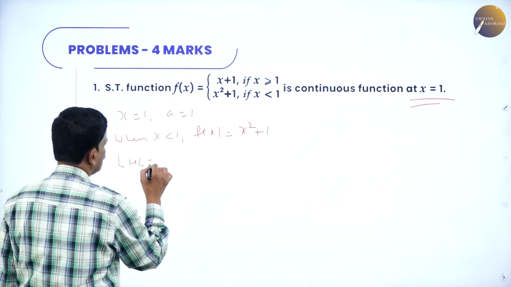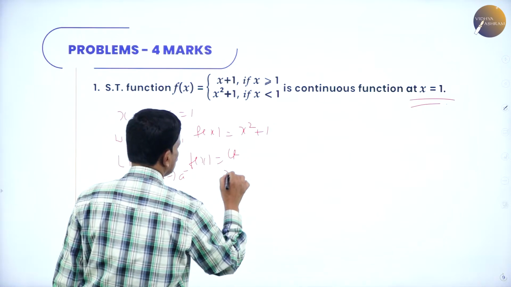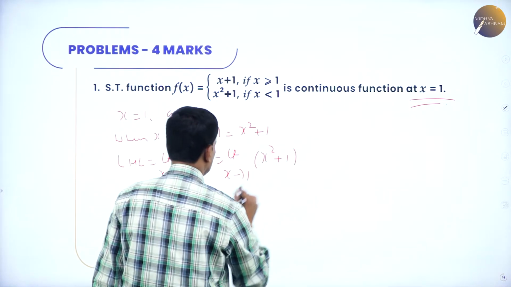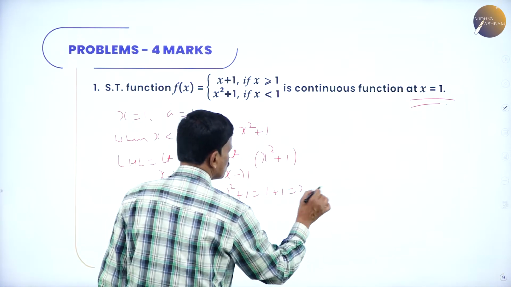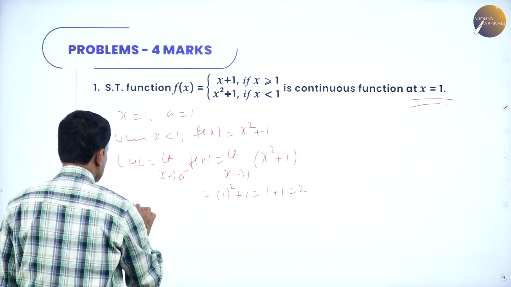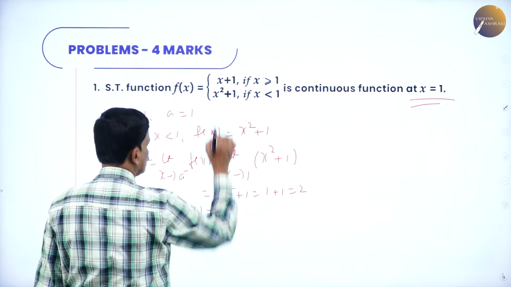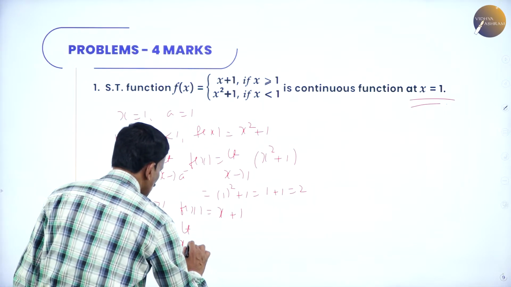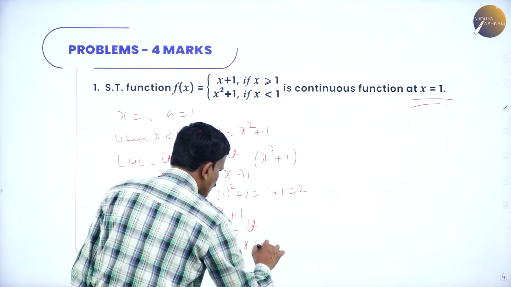So we will get left hand limit is equal to limit x tends to a minus of f of x. That is limit x tends to 1 of f of x, which is x square plus 1. Now put the value of x is equal to 1: 1 square plus 1, that is 1 plus 1, is equal to 2. When x is less than 1, f of x is equal to 2. When x is greater than 1, what is f of x defined? f of x is equal to x plus 1. So you will get right hand limit is equal to limit x tends to 1 plus of f of x.